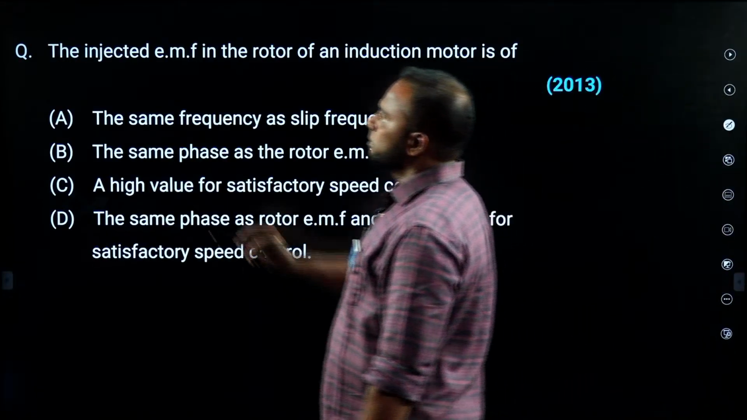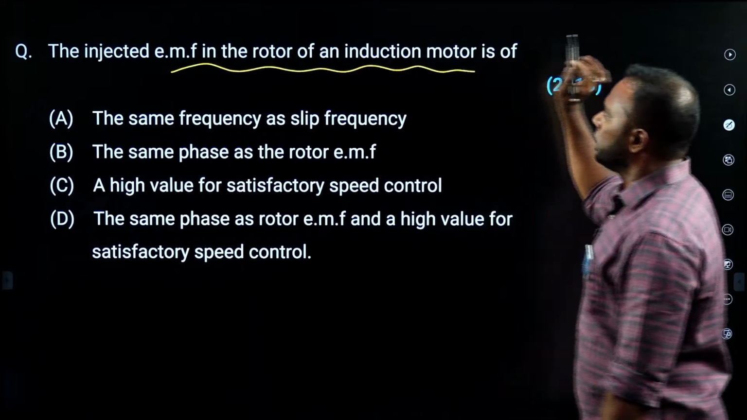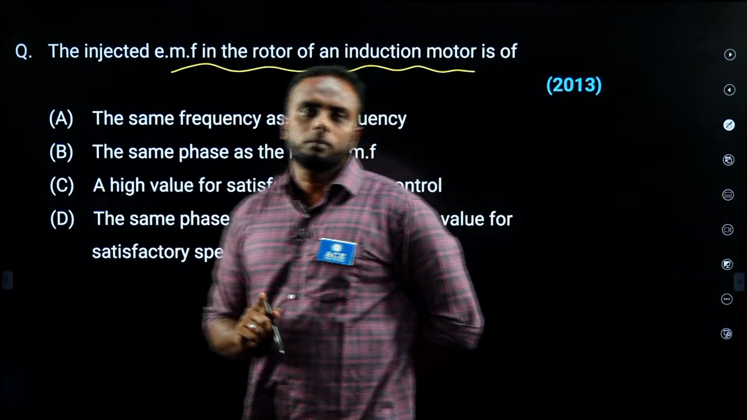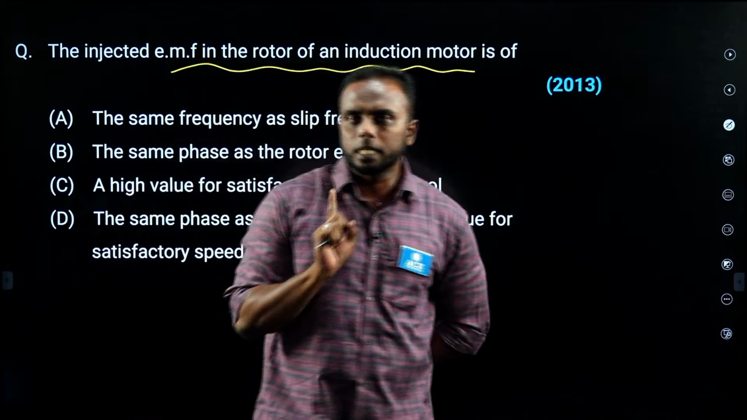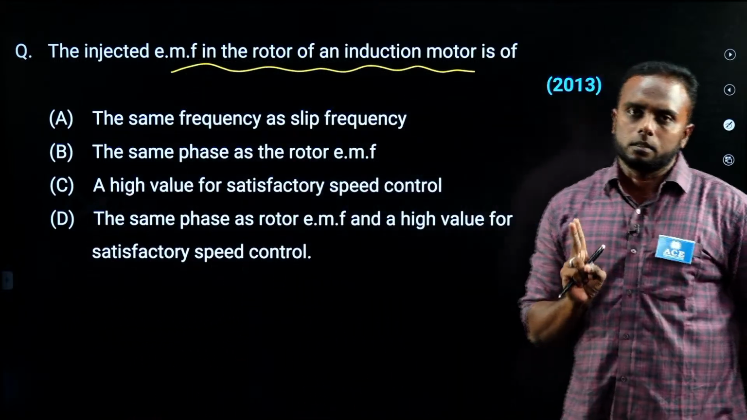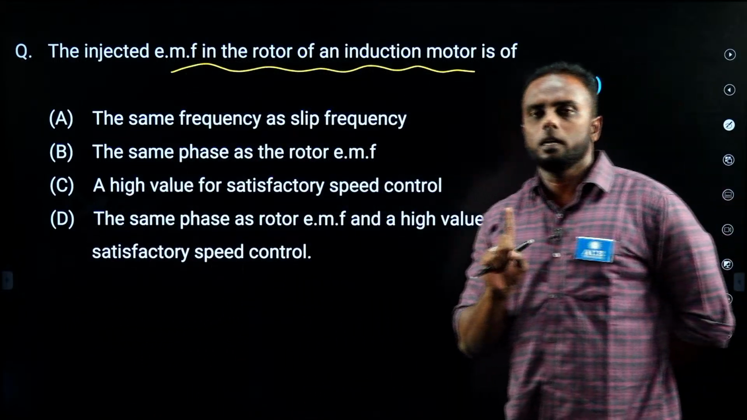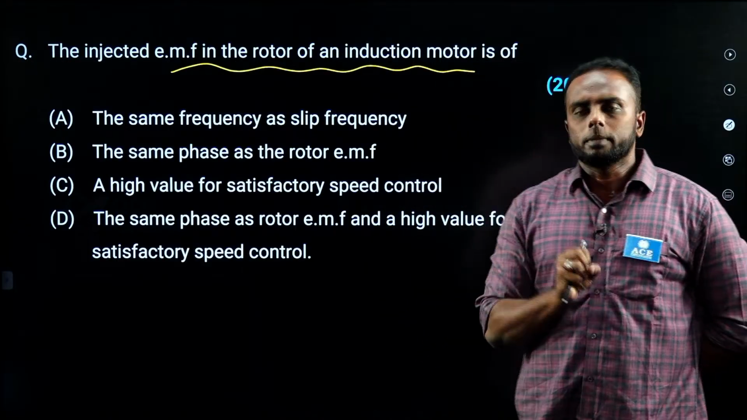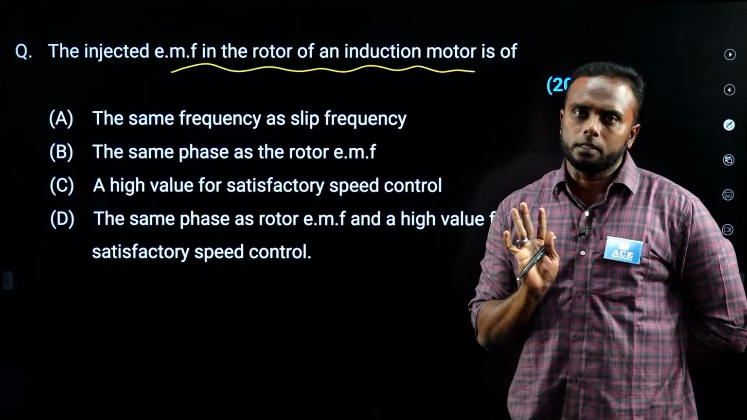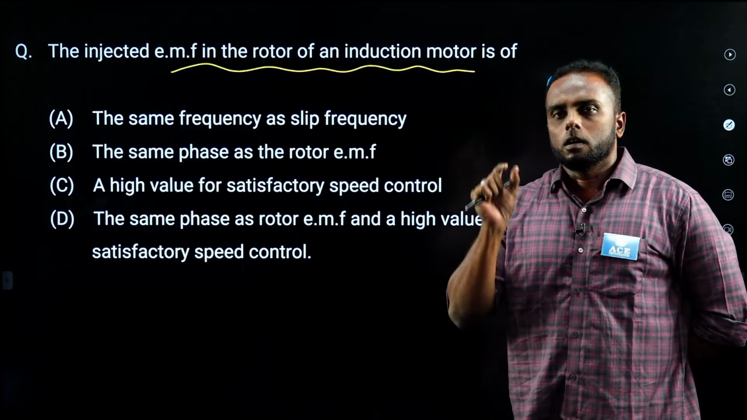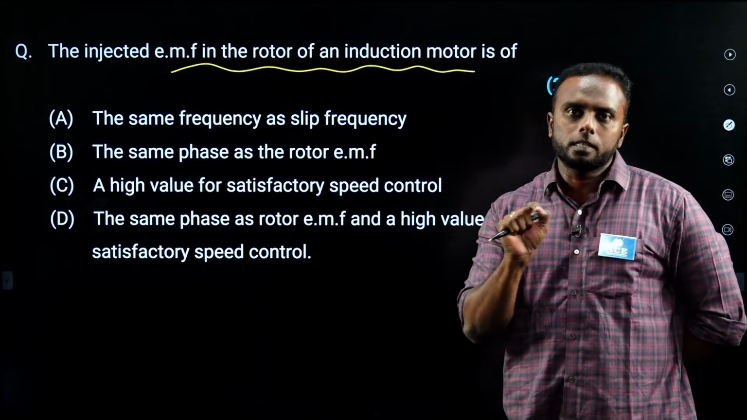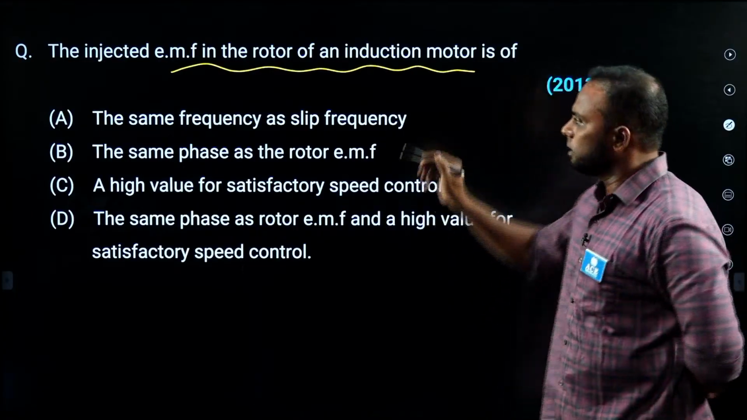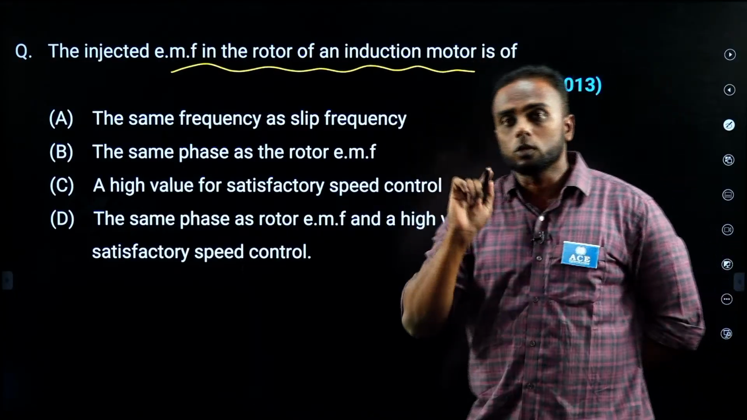Read the question. The injected EMF in the rotor of an induction motor is of dash. It is one of the speed control methods of induction motor we use, the EMF injecting method. There are two cases in this: in-phase injecting and out-of-phase injecting. In any injecting method, whatever EMF we are adding into the rotor circuit, that voltage should have the same frequency as that of the rotor frequency.